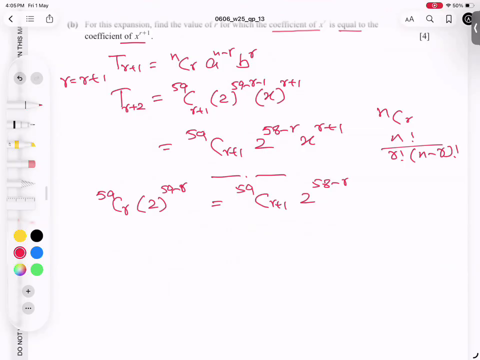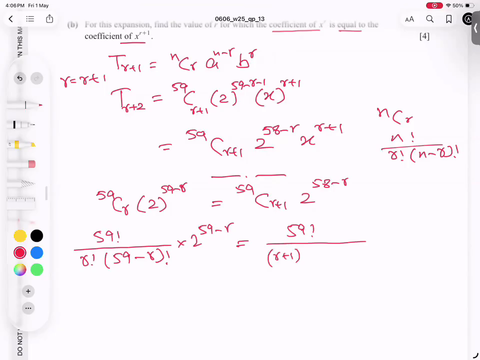Okay. Now I'm going to apply this here. So 59 factorial over r factorial times 59 minus r factorial into 2 to power 59 minus r. Here same, 59 factorial over r plus 1 factorial and 59 minus r minus 1 whole factorial, 2 to power 58 minus r.